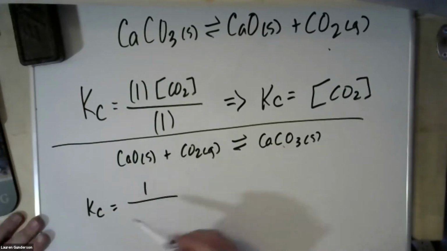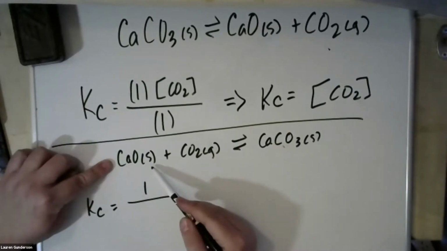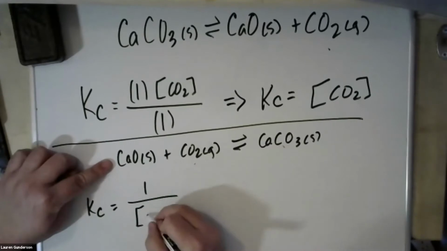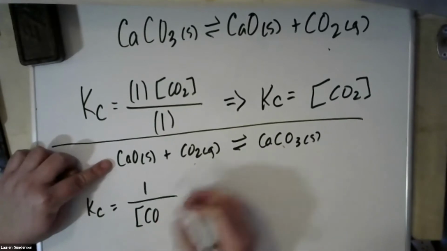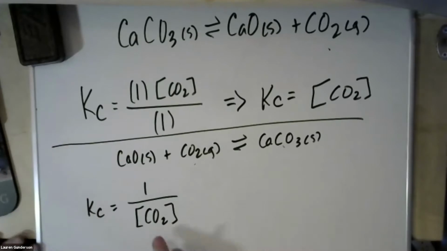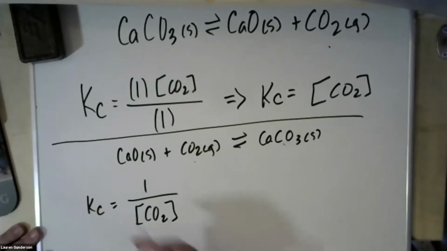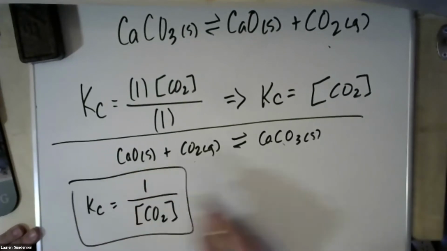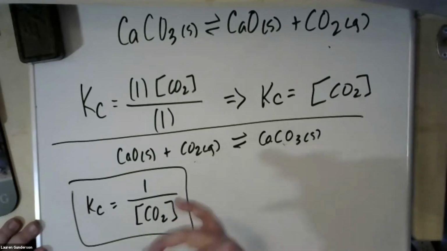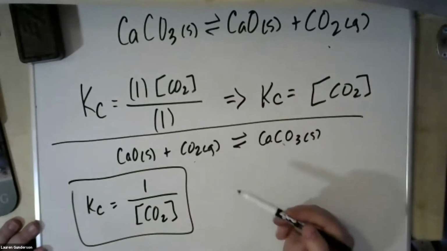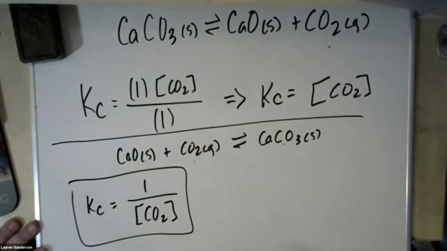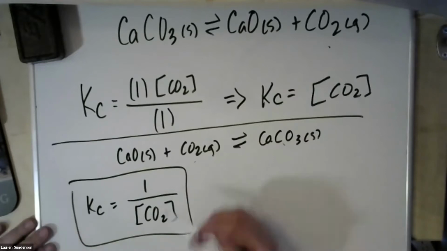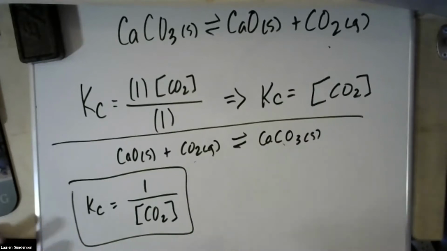So even though I don't have to include the CaO, which is a solid, my Kc expression has to represent this carbon dioxide concentration as being on the bottom of the fraction bar. So the Kc for this reaction in this direction is 1 over the concentration of CO2. That's why I think it's easier when you see the solids or the liquids in there to at least substitute the 1s in initially so that you don't forget to move something to the bottom of the fraction bar if it needs to be there.